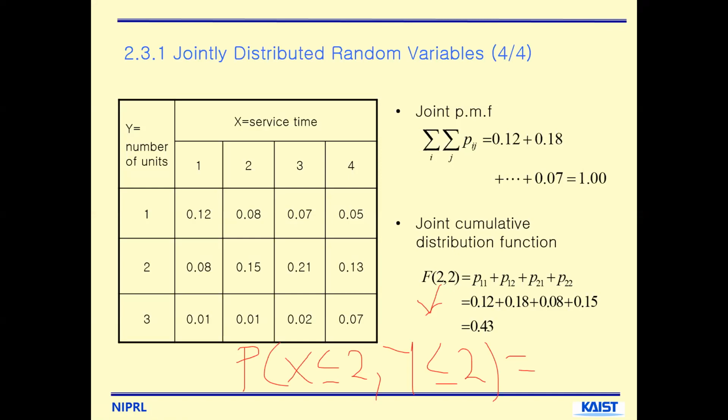That is the same thing. Anytime you see an uppercase F written that way. So what we are trying to do: what is the probability of X less or equal to 2 and Y less or equal to 2? And how are we going to figure that out?